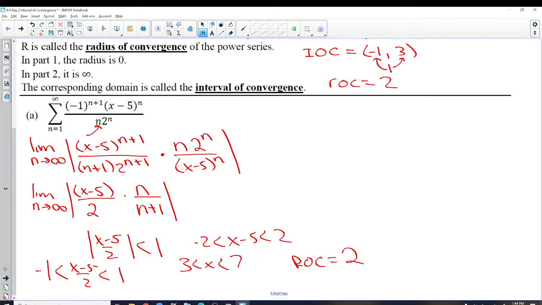Now what's right down the middle of 3 and 7? Yeah, 5, centered at 5. Makes sense, right? That's where the center is. Right down the middle is 5. 5 to 7 is 2. 5 to 3 is 2 units away. So the interval of convergence is 3 to 7. So this series is centered at 5, and it's good 2 units away. After 2 units away, it gets bad. You got a bad series.